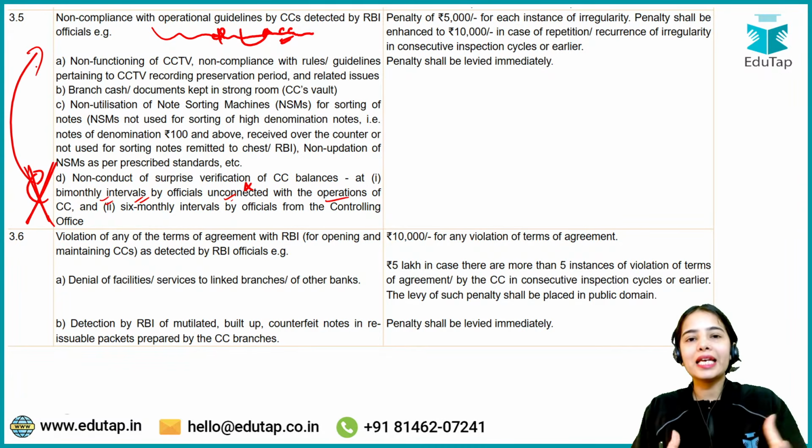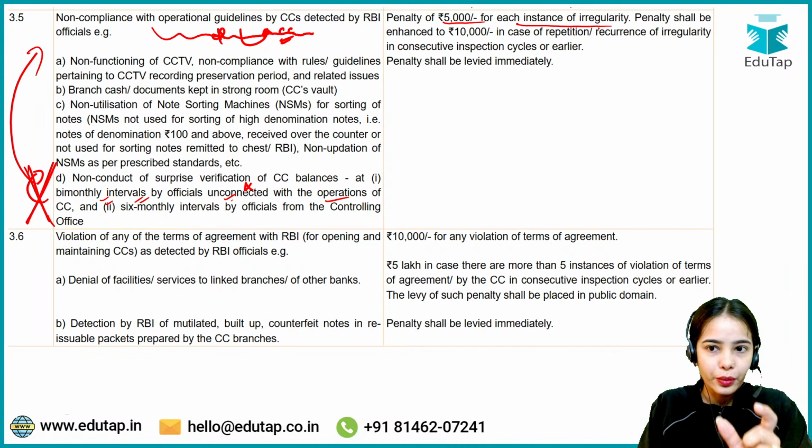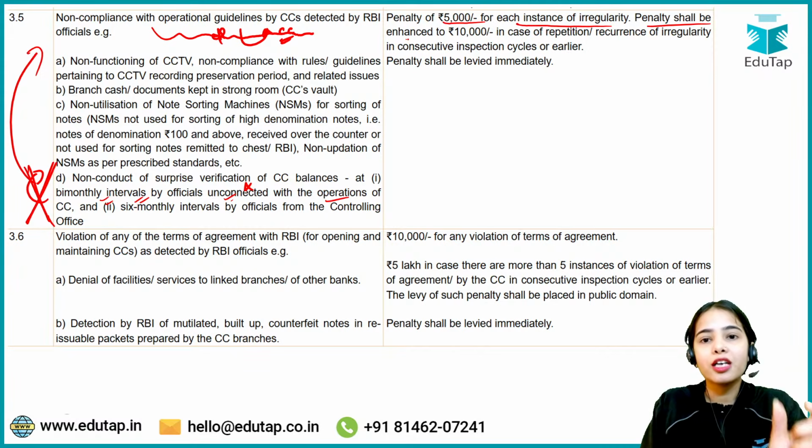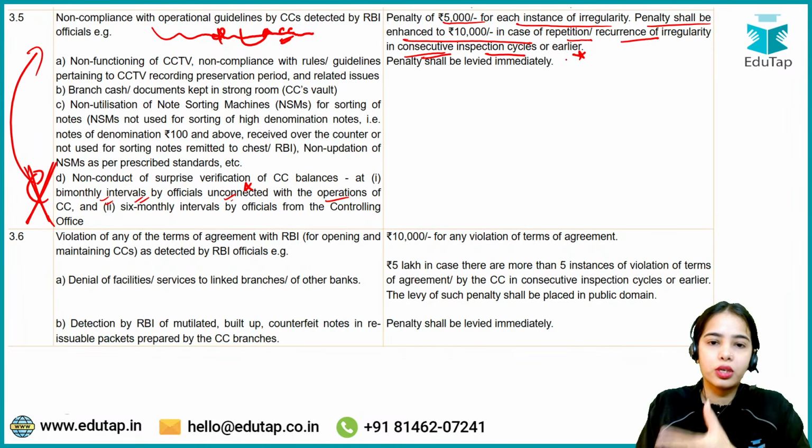So if in any case there is non-compliance with the operational guidelines by the currency chest, the penalty is 5,000 for each instance of irregularity plus GST. The penalty shall be enhanced to 10,000 in case of repetition or recurrence of irregularity in consecutive inspection cycles or earlier. The penalty shall be levied immediately.